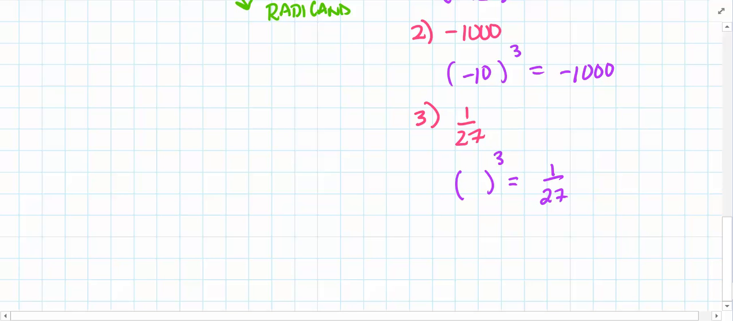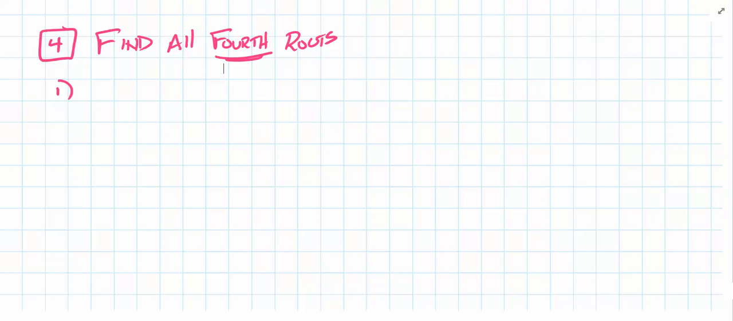Yeah, it would be 1/3, right? 1/3 is the cube root of 1/27. Okay, here's number 4. I want you to find all fourth roots. Find all fourth roots for the number 1.